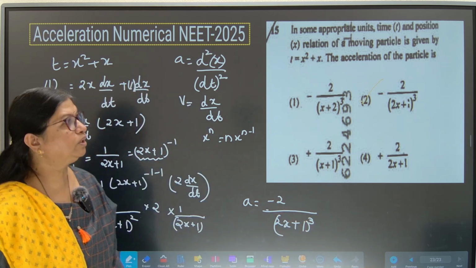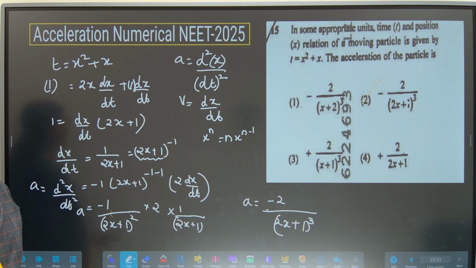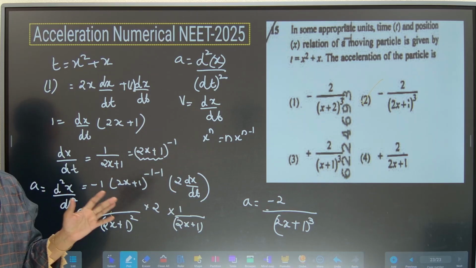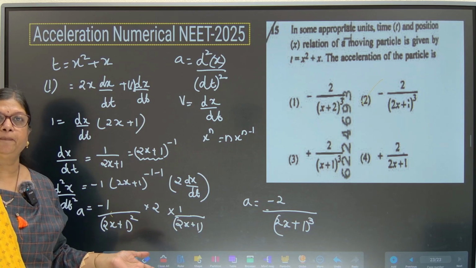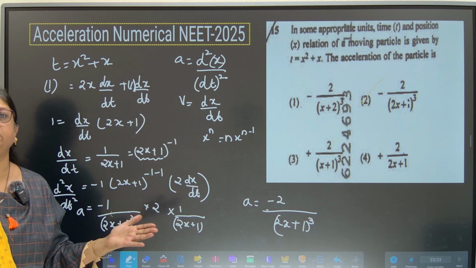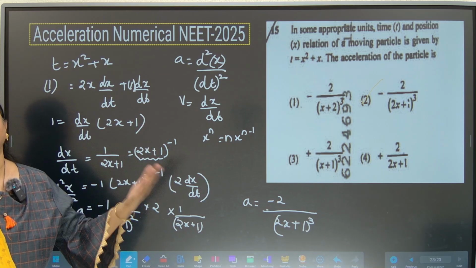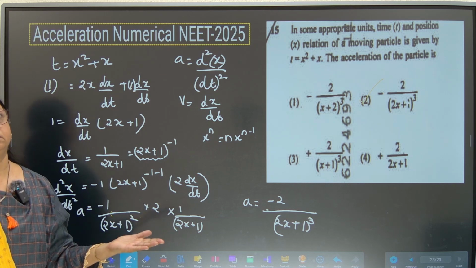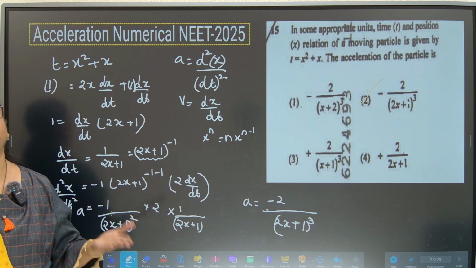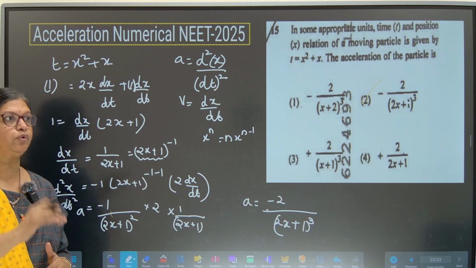This question was asked in NEET 2025. So looking at the question, you must understand which method is to be followed. Here we have calculated the instantaneous acceleration because we calculated the double differentiation of x. Time interval is not given to us, so it is instantaneous acceleration. The value is not given from t1 to t2. So we have calculated instantaneous acceleration. You have to understand the question.